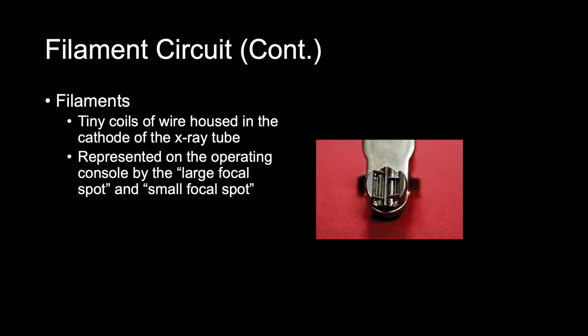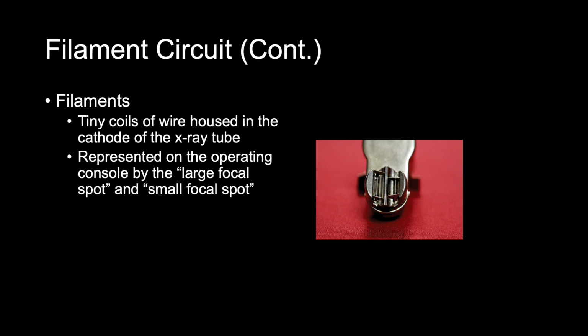The final piece of the filament circuit are the actual filaments. A general purpose radiographic tube typically has 2 filaments, and these are tiny little coils of wire housed in the cathode of the X-ray tube. The design and purpose of the filaments will be covered later on in the chapter, but they are represented on the operating console by a large focal spot and a small focal spot. So when we are selecting one of these, we're literally selecting the filament to be heated and used for that exposure.